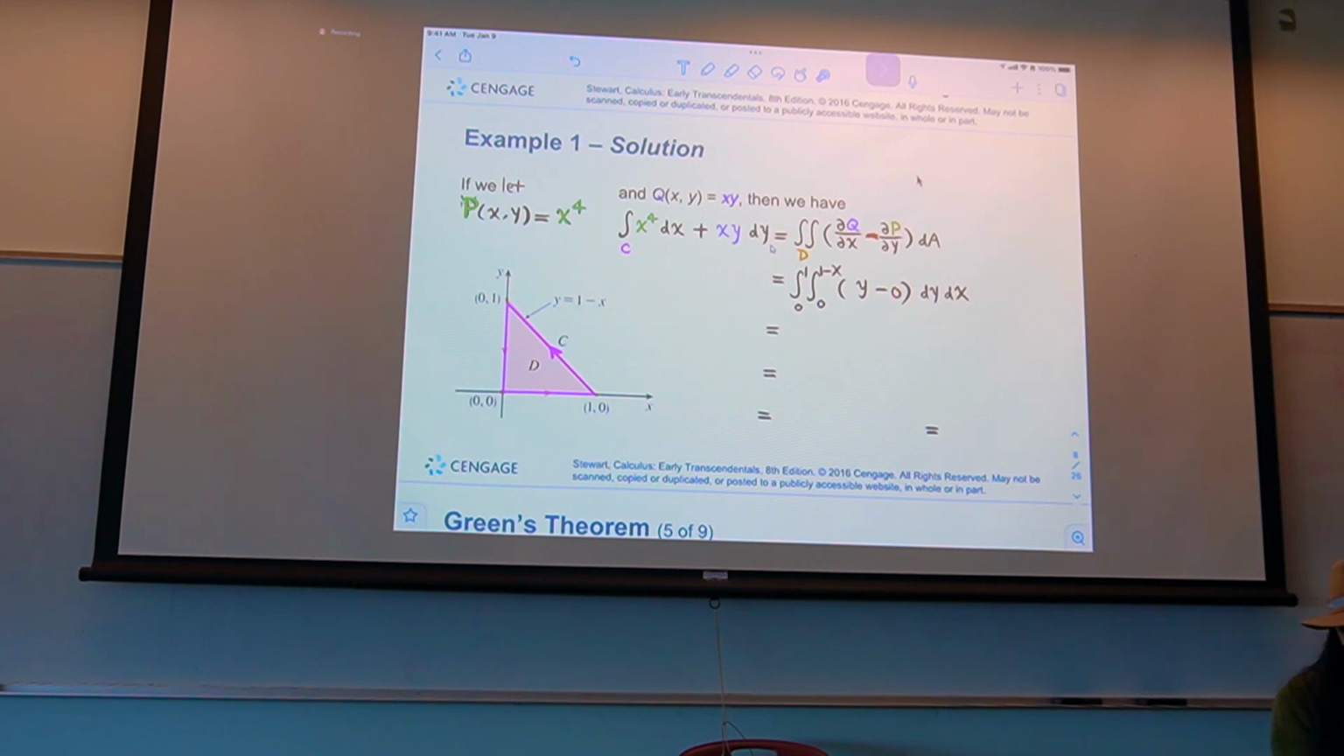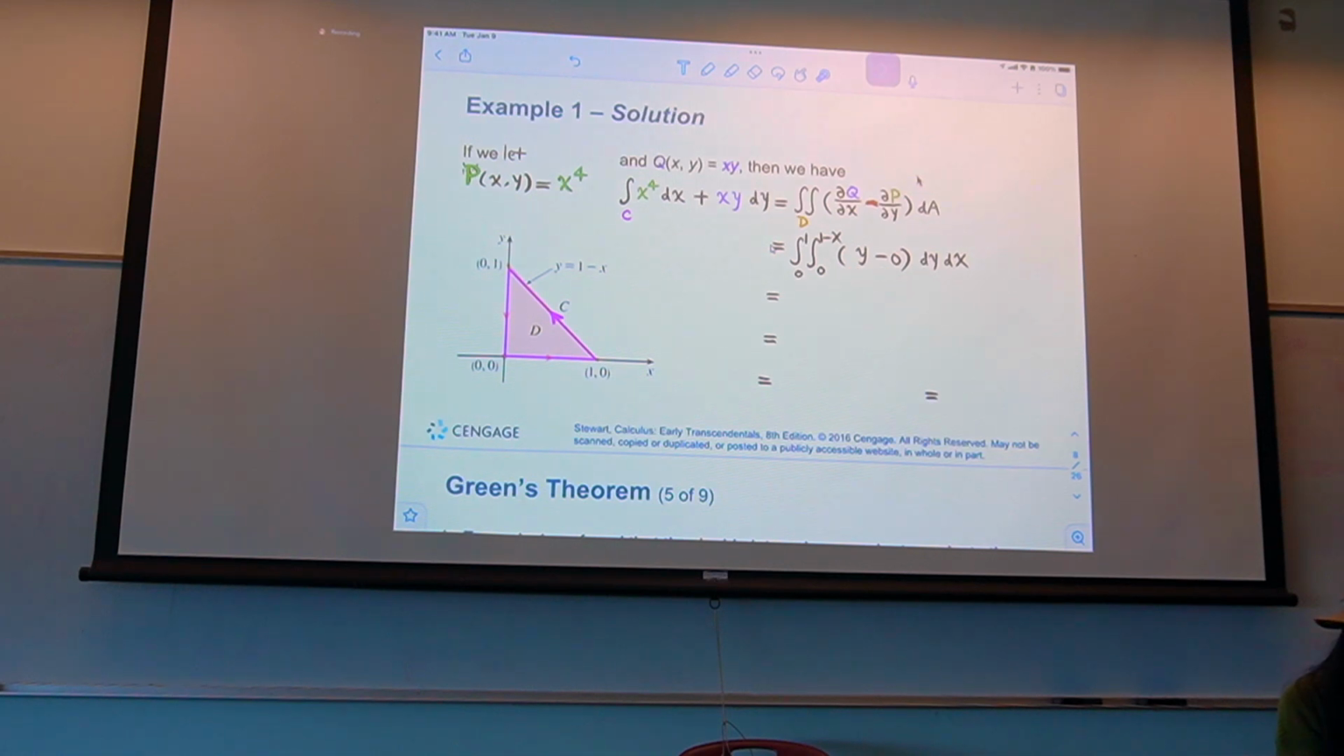All right, in this case, let's regard this as a type 1 region. So when it's a type 1 region, we put the dy here for the inner integral with respect to y. So y goes from 0 all the way to 1 minus x. This part right here is y equals 0, and this part here is y equals 1 minus x. And then the x over here goes from 0 to 1. So we got this double integral, and this double integral is much easier to compute than this line integral directly.